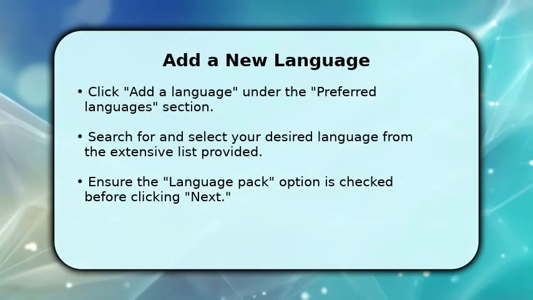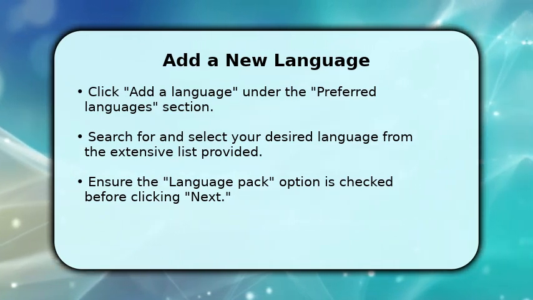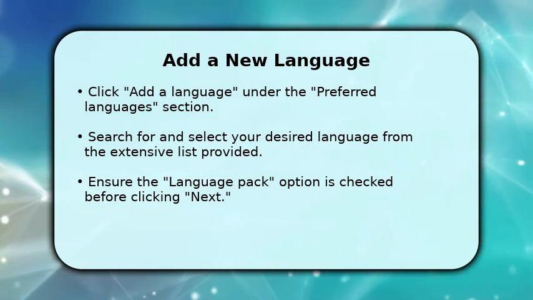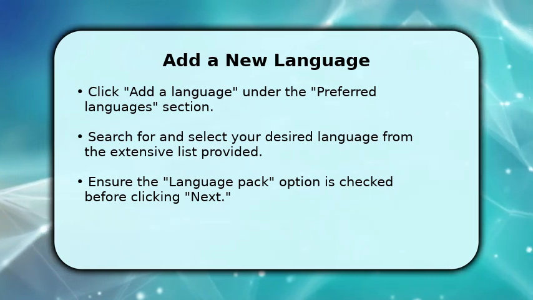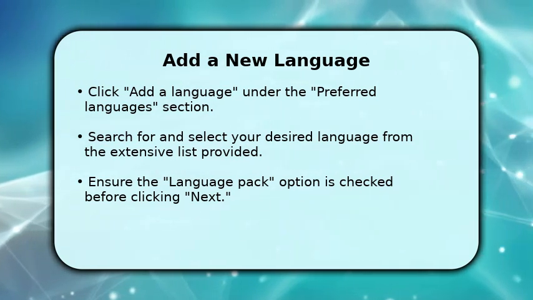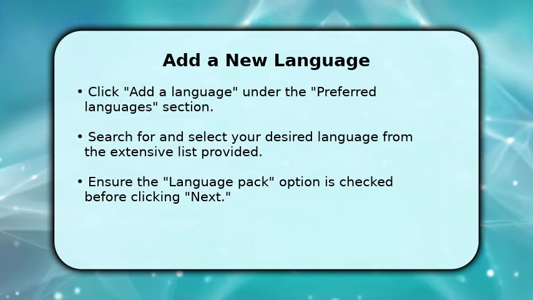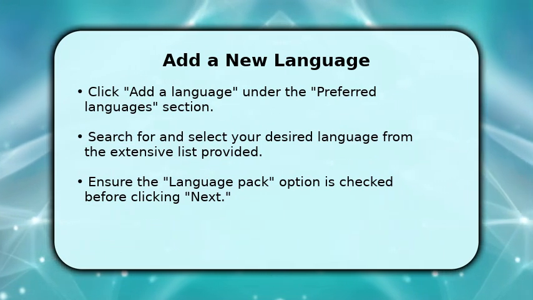Now, to add a new language, click the Add a Language button. A new window will appear displaying a wide array of languages. Scroll through or use the search bar to find your preferred language, for example, Spanish or French. Select it and make sure the Language Pack checkbox is ticked. This ensures all necessary components are downloaded. Then, simply click Next to continue the installation process.